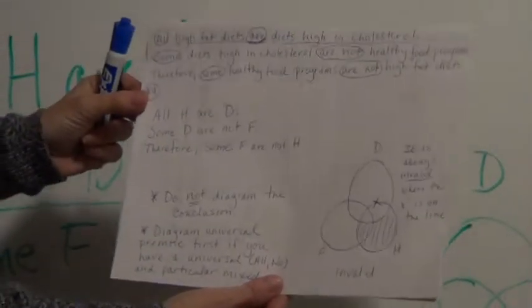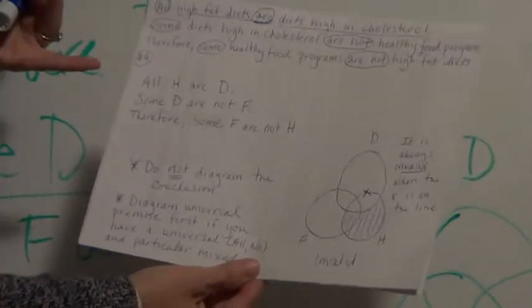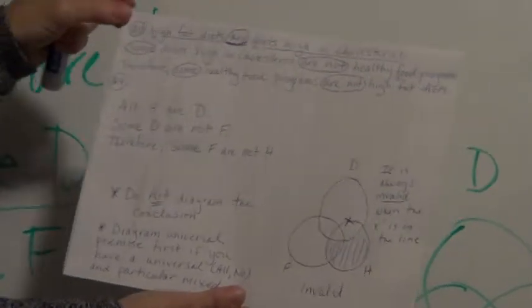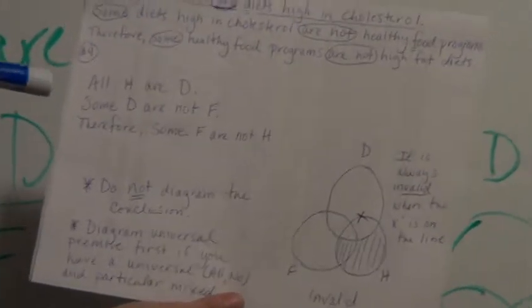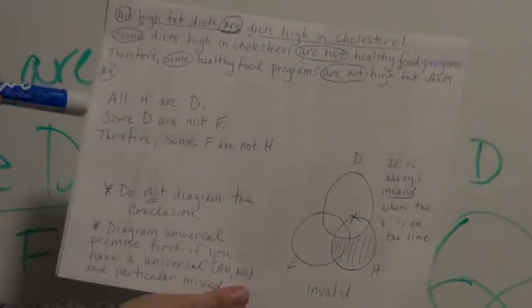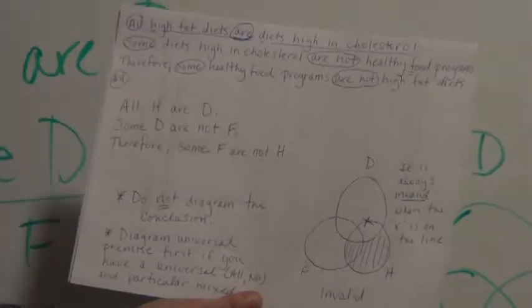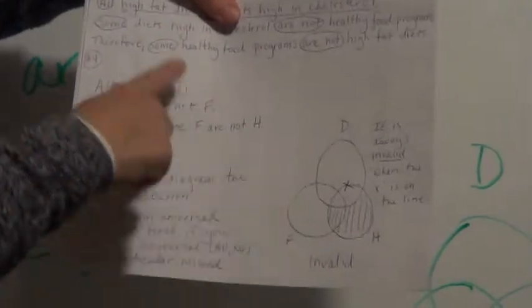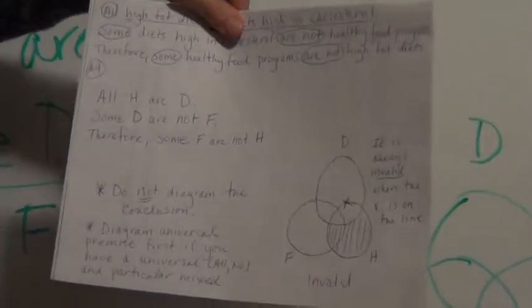Okay, so I pulled these examples from the book. I think this was number 4 in 5.2, all high fat diets or diets high in cholesterol. You can find that one. And then what I did is I reduced these long terms into capital letters. And then once you have that down, you can use the Venn diagram to test it for validity. And I'm going to do that on the board in a second.